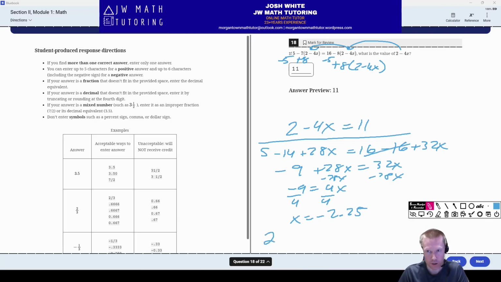Now you just plug in 2 minus 4 times negative 2.25. Here I would just go to Desmos, but whatever. This just turns out to be positive 9 because it's 2 negatives. 2 plus 9 is 11. Okay, so we get the same answer here.